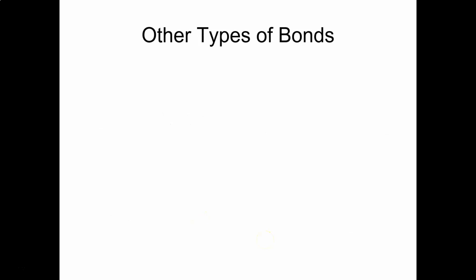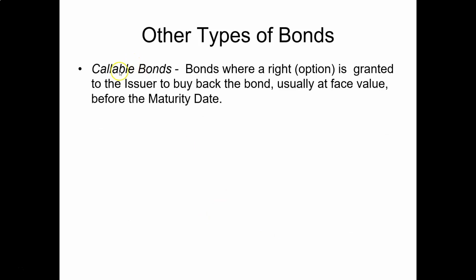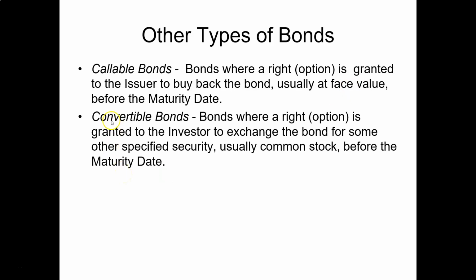We have special categories of bonds. For example, callable bonds. For callable bonds, the bond issuer can repurchase the bond before the maturity date at a predetermined price. We also have convertible bonds. For convertible bonds, the bond investor has the right to exchange the bond for other categories of securities. For example, the common stock issued by the same corporation. Typically, the bond investor can exchange the bond before the maturity date.